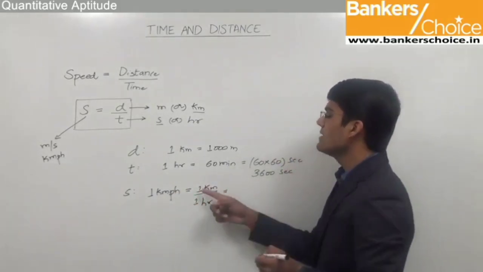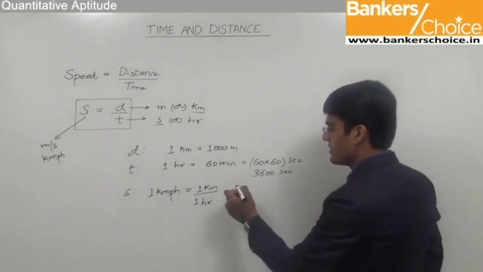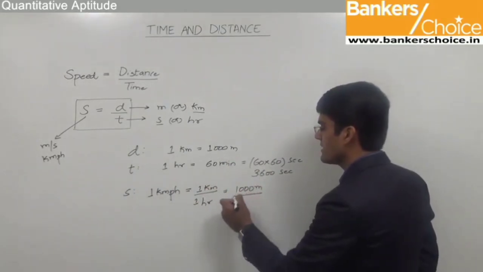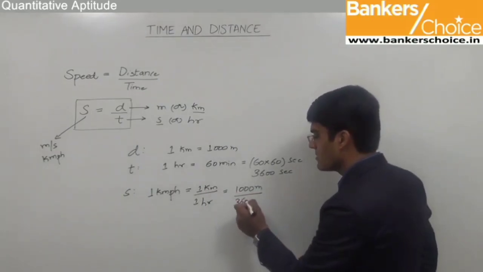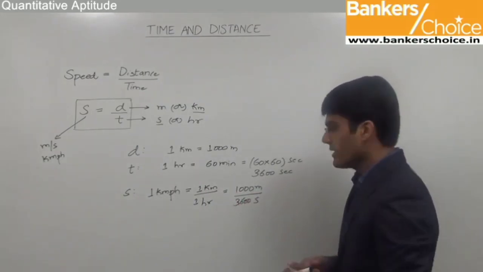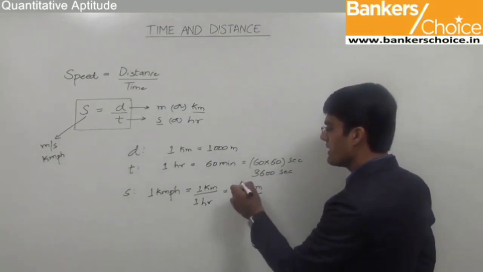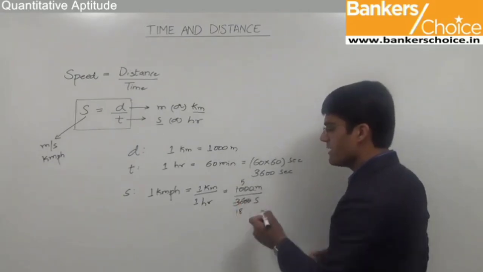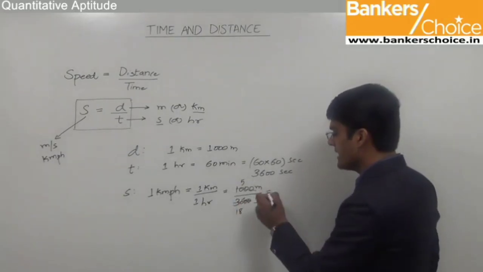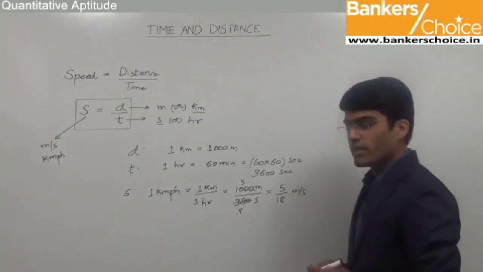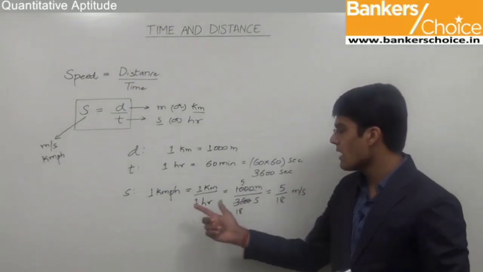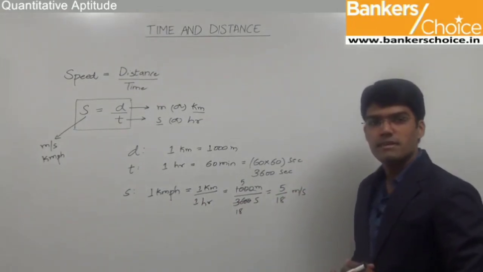Now we know that 1 kilometer is 1000 meters. So this can be taken as 1000 meters divided by 1 hour, which is 3600 seconds. Now if we try to simplify this, this is 200 into 5 and this is 200 into 18. So very clearly this is 5 by 18 meters per second. So we can understand that 1 kilometer per hour is equal to 5 by 18 meters per second.